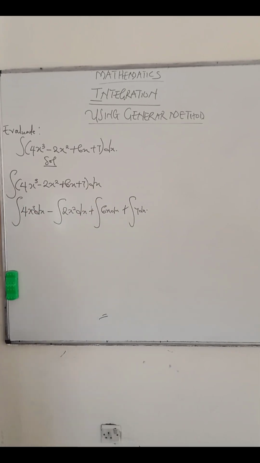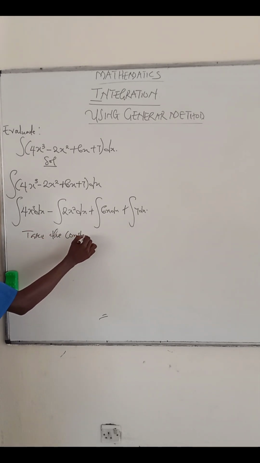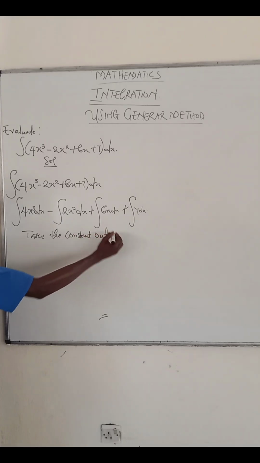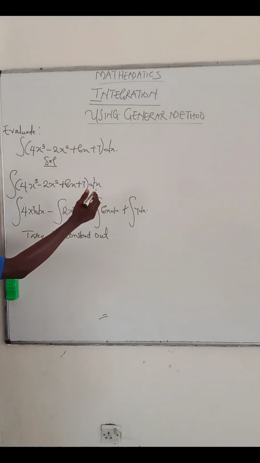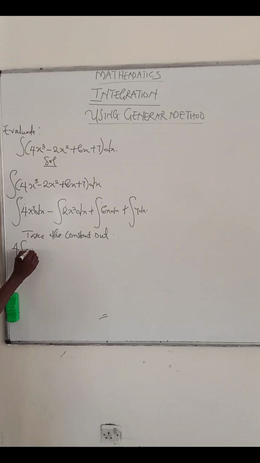So now you take the constant out. I believe you understand what I mean by constant. When you take the constant out, what are the constants? 4, 2, 6, and 7. Those are the constants. So when you take the constant out, you are going to have something like this: 4 times the integral of s cubed ds.